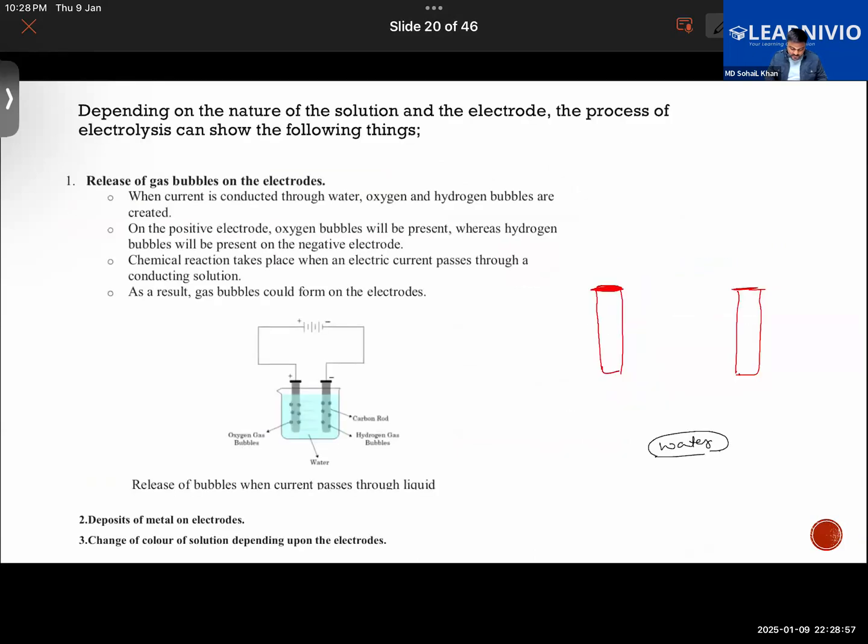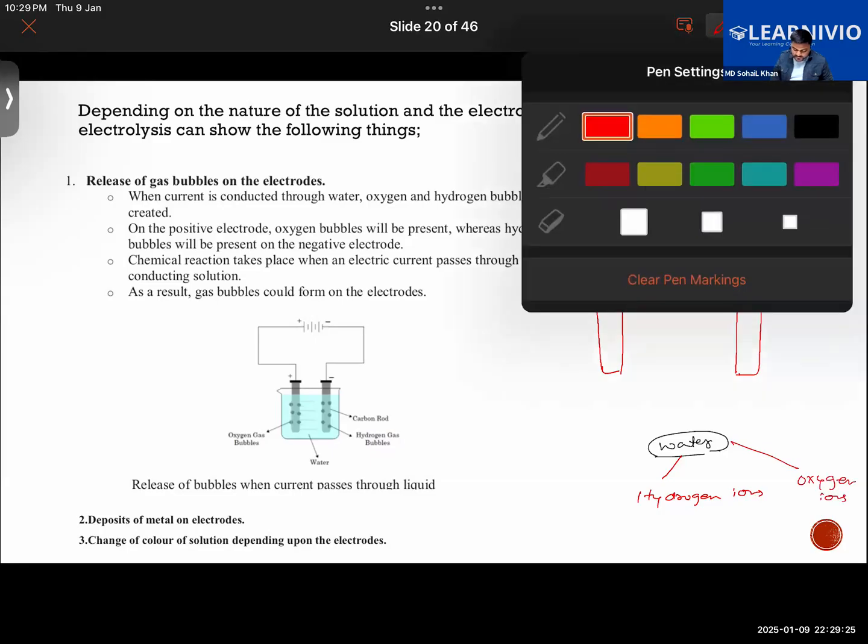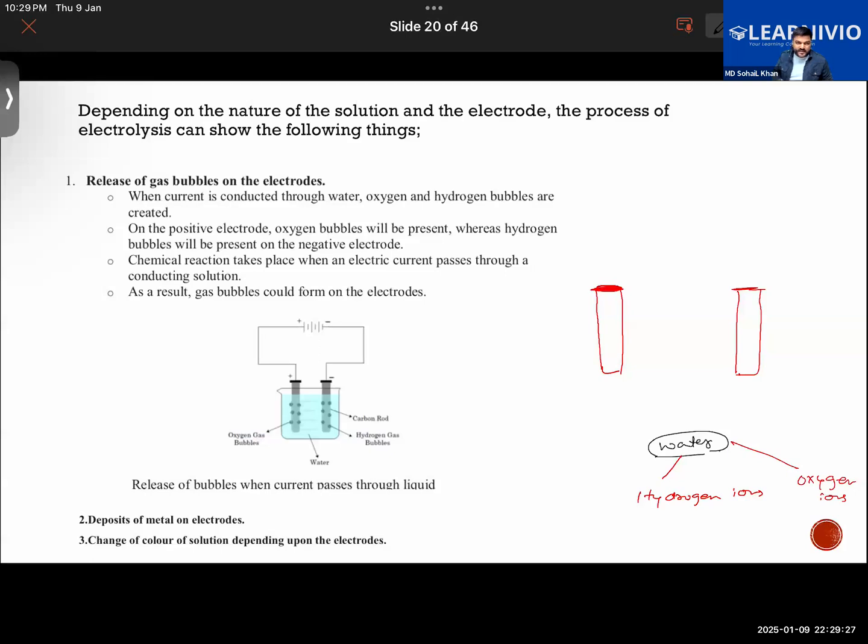All right, let's continue. What we were learning is that when electric current is made to pass through this water, and by the way, this water has to be impure, it will split up into hydrogen ions and oxygen ions. Always keep this in mind: by convention, the first ion is always positive, so that one will be the cation. The other one will be the anion.